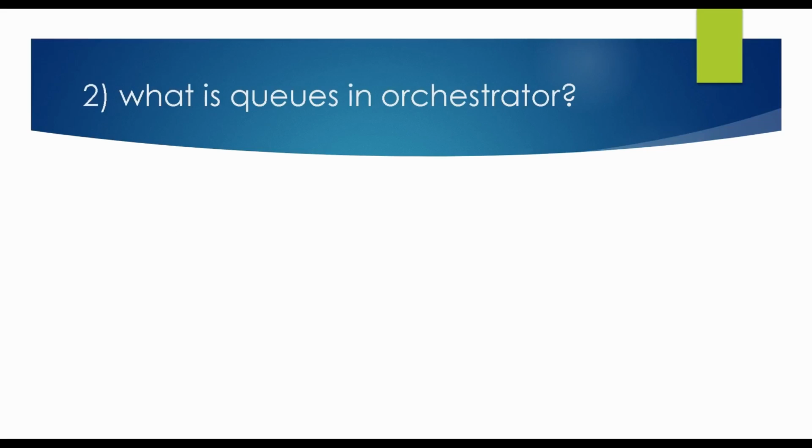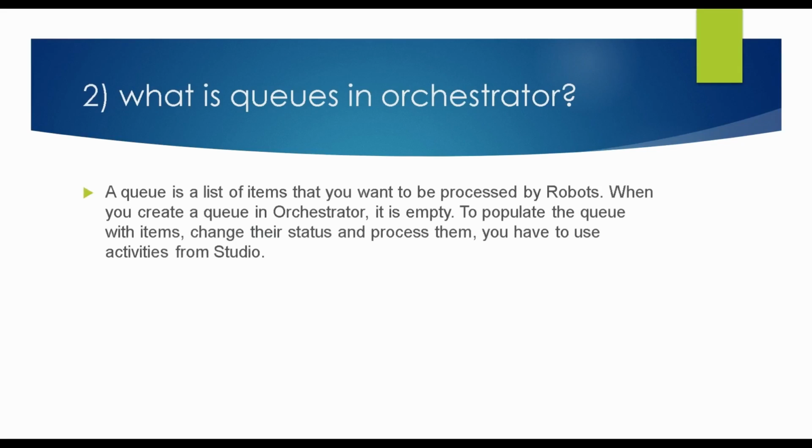What are queues in Orchestrator? A queue is a list of items that you want to be processed by robots. When you create a queue in Orchestrator, it is empty. To populate the queue with items, change their status and process them, you have to use activities from Studio.